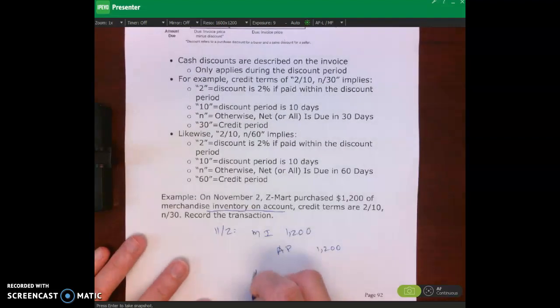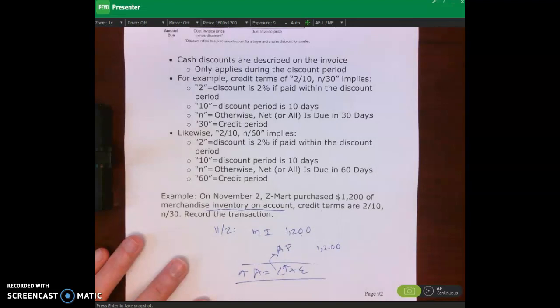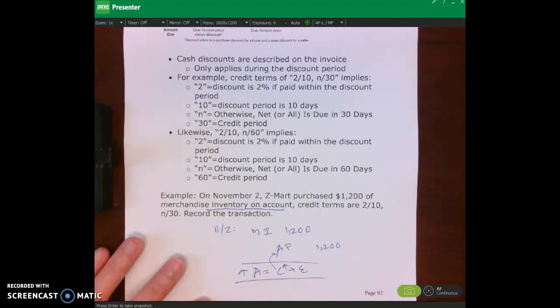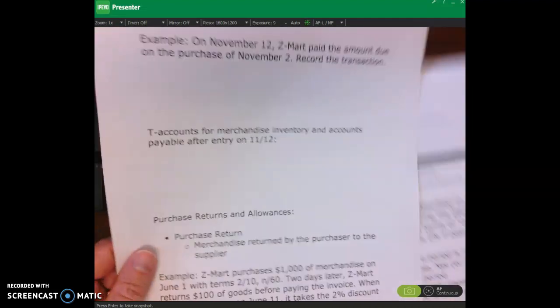How does that keep the accounting equation in balance? Well, assets are going up, right? Because of merchandise inventory. And then accounts payable is a liability, so liabilities are also going up. This is how the accounting equation stays in balance, okay? So let's look at this one right over here.